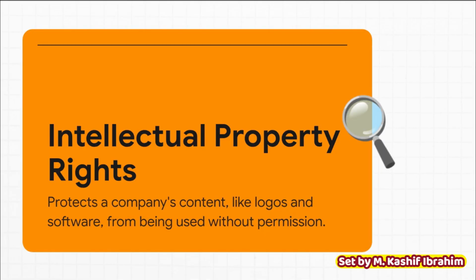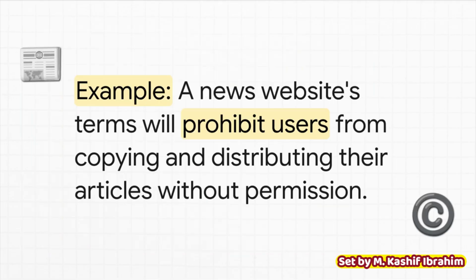It's not just about your data. Companies also use these terms to protect their own stuff. The intellectual property clause is all about them protecting their logo, their software, their articles, their cool design, everything that makes them them. A perfect example is any news website. Their terms will clearly state that you can read their articles, of course, but you can't just copy and paste them and then go publish them as your own. You're basically agreeing not to steal their work.